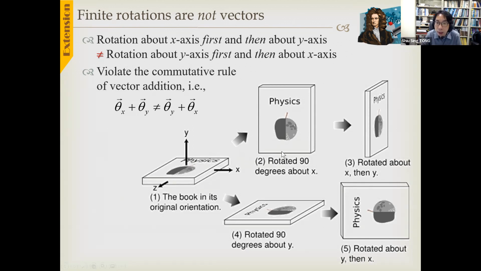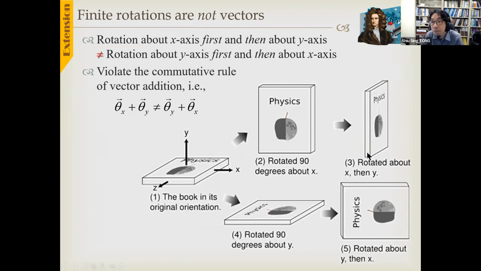Now suppose I rotate the book 90 degrees about the x-axis, which is this axis. So the book will have its face now facing you, right? And then I rotate the book 90 degrees about the vertical axis, which is the y-axis. So the book will become something like this. It will have its edge facing you.